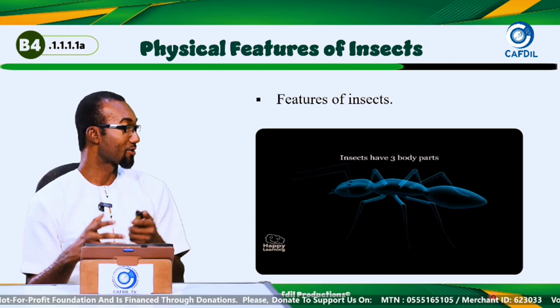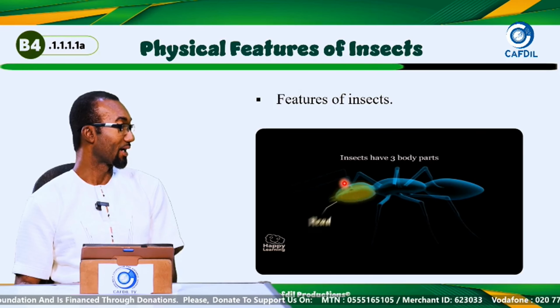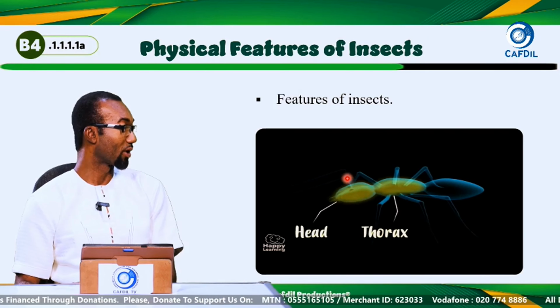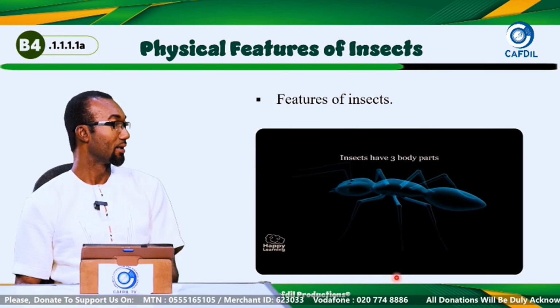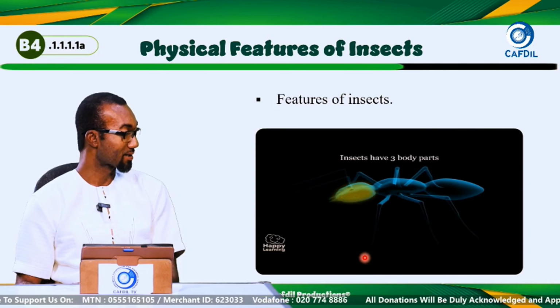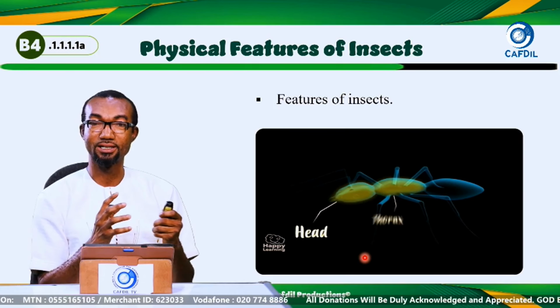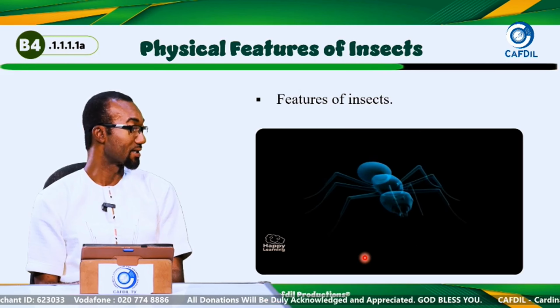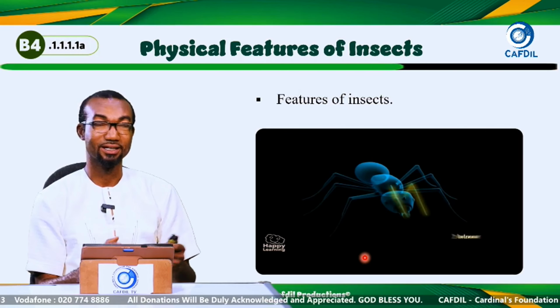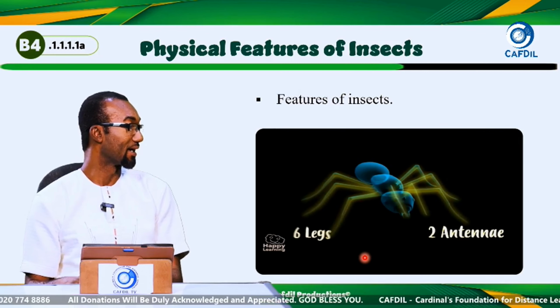We also looked at some features of insects, that insects have 3 main body parts: the head, the thorax, and the abdomen. The head, the thorax, and the abdomen. The head contains the eyes, the antennae, and then the pincers. The thorax also contains the wings and then the legs.